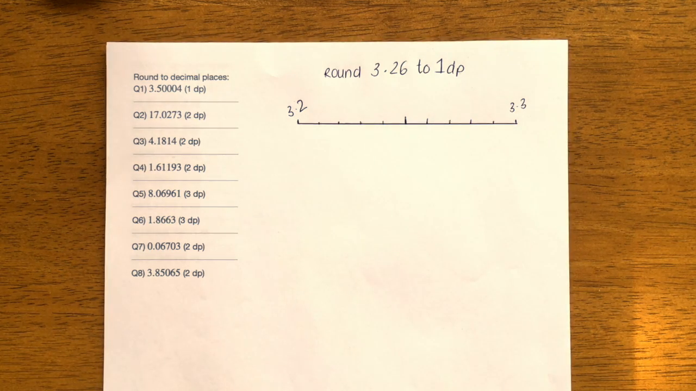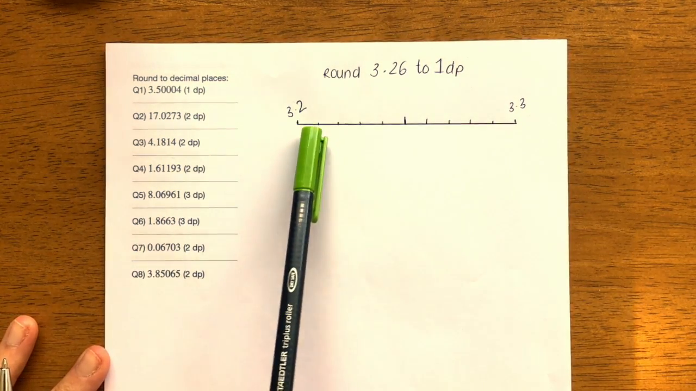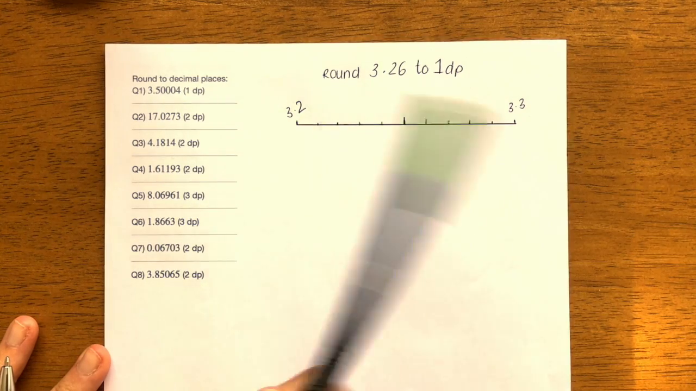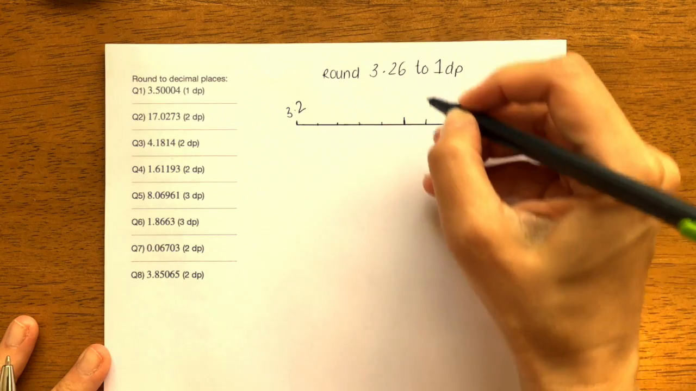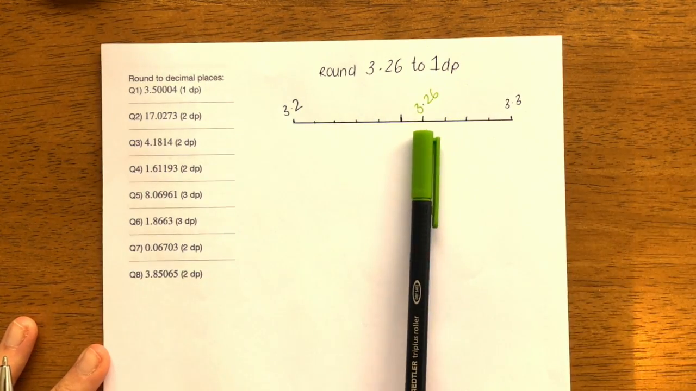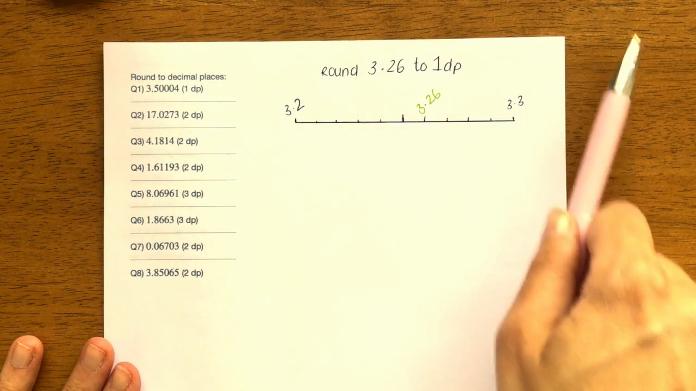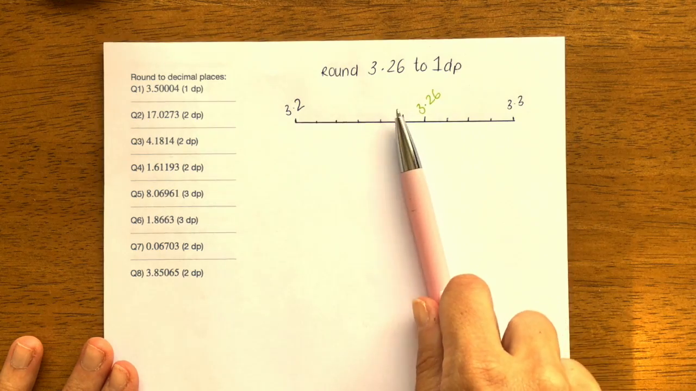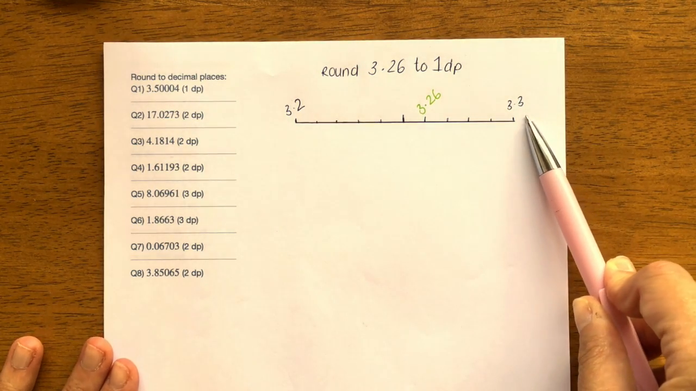Then I need to mark on my number line where 3.26 actually is. Well, these little lines are 0.01s. So this would be 3.21, 3.22, and so on. So 3.26 would appear here on my number line. Because it's half or more, that means it rounds up to the next number, because it's closer to this one, isn't it?